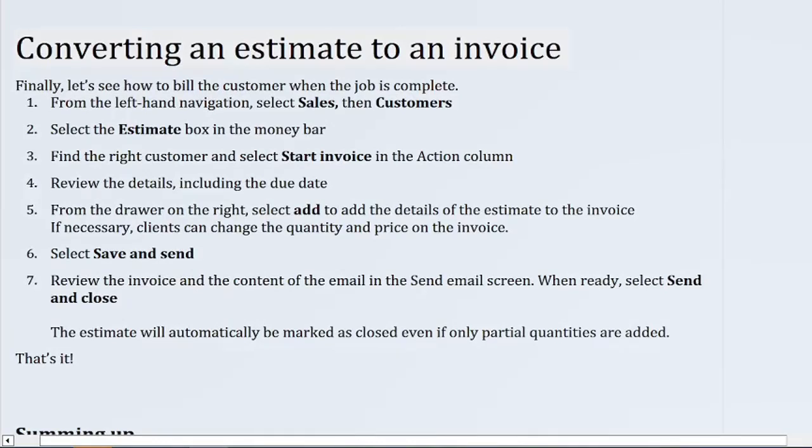Converting an estimate to an invoice. Finally, let's see how to bill the customer when the job is complete. From the left-hand navigation, select Sales, then Customers. Select the estimate box in the money bar. Find the right customer and select Start Invoice in the Action column. Review the details, including the due date. From the drawer on the right, select Add to add the details of the estimate to the invoice if necessary. Clients can change the quantity and price on the invoice. Select Save and Send. Review the invoice and the content of the email in the Send Email screen. When ready, select Send and Close. The estimate will automatically be marked as closed even if only partial quantities are added.